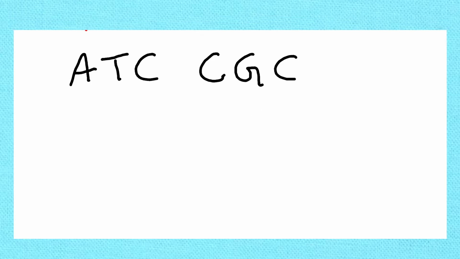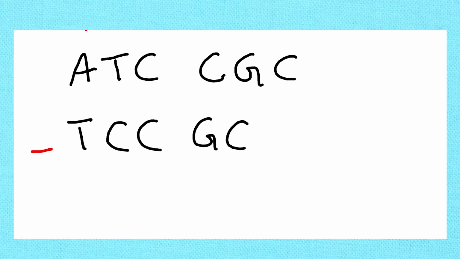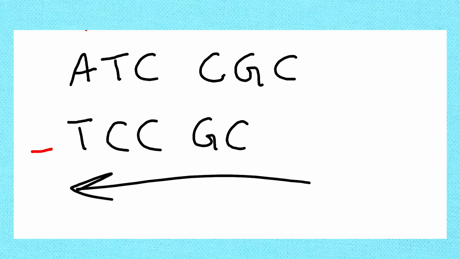And then the same thing for deletion. I bumped that A out and I shifted everything this way. So now I start with the T, C, C, G, C, and then I have this weird kind of empty spot here that also messes up that last codon. So deletion will mess it up just as much as insertion.